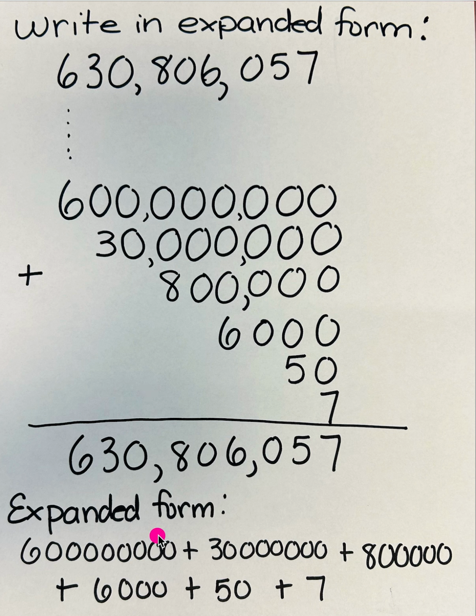So I'm going to write it in expanded form by writing all of these numbers out. So I'm going to have 600 million plus 30 million plus 800,000 plus 6,000 plus 50 plus 7. So this is going to be expanded form when I add up all of these numbers here.